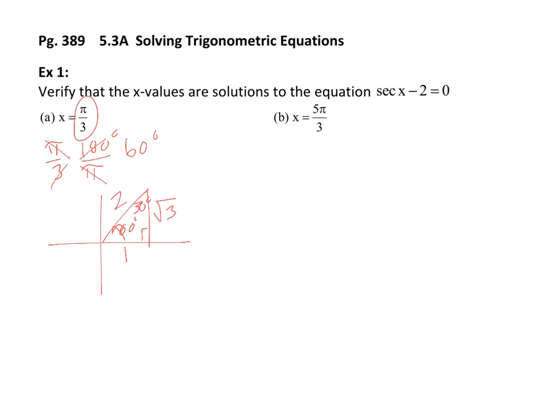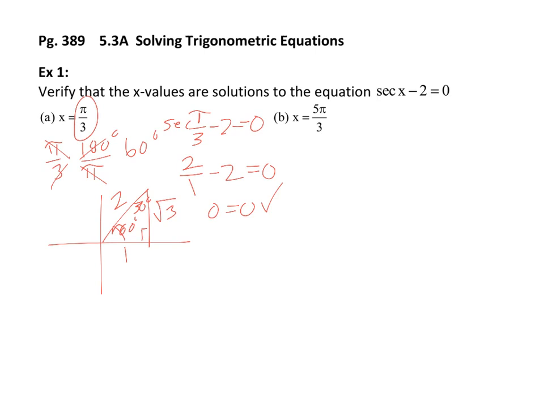Now I have this equation, secant pi over 3 minus 2 equals 0 that I'm evaluating. So what's secant of pi over 3? Secant is hypotenuse over adjacent. So that's 2 over 1. We could replace the function with that, minus 2 equals 0. So I have 2 minus 2, I get 0 equals 0. That checks off to be true.